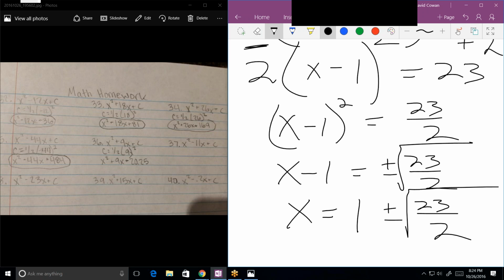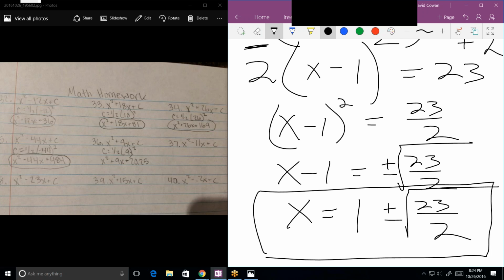No worries. In other words, I had to take the square root of both sides, so it's the square root of 23 divided by 2. Then I add the 1, and I get an answer that looks just like I had used the quadratic formula. So that's something to pay attention to.